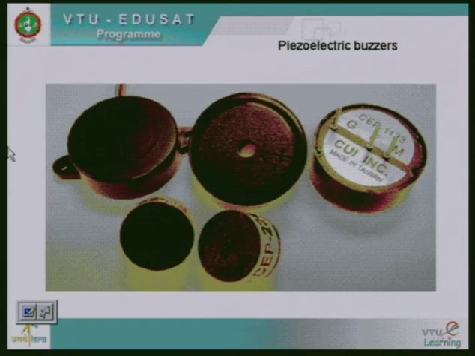Similarly, you have a piezoelectric buzzer. In a piezoelectric buzzer, what happens? You take a piezoelectric crystal and apply voltage across it. Because voltage is applied, a charge will be generated. Now this will start vibrating. This vibration will automatically generate an acoustic signal, and we can call them buzzers. So we are able to have actuators, and it is also called a piezoelectric actuator.